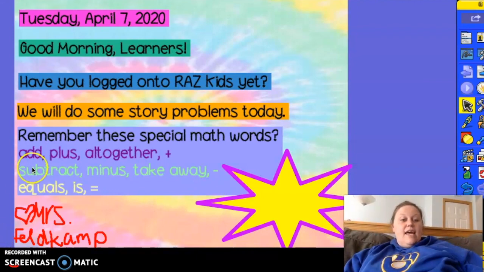That's subtracting. Then don't forget about equals. It just means is, and there's the equal sign that we always put before our answer. Love, Mrs. Feldkamp. All right, let's see who our shout out student is today.